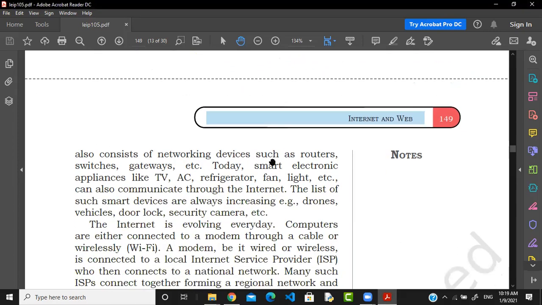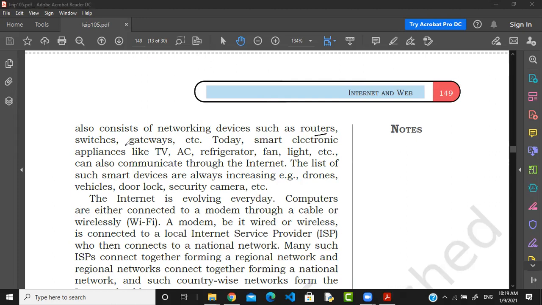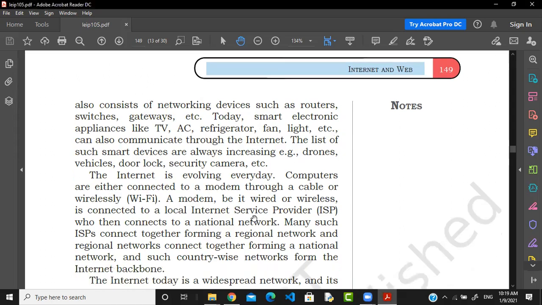It also consists of networking devices. So many networks are there, and all networks use some devices, such as routers, switches, gateways. Today smart electronic appliances like TV, AC, refrigerator, fan, light, etc. are also connected with the internet. They are smart devices. The list of such smart devices is always increasing, day by day. Drones, vehicles, door locks, security cameras, etc. So different types of devices are connected with the internet.